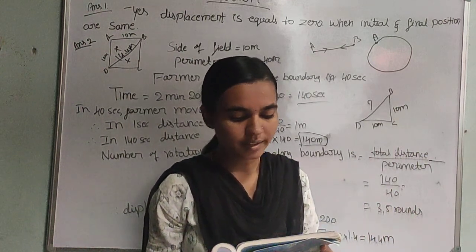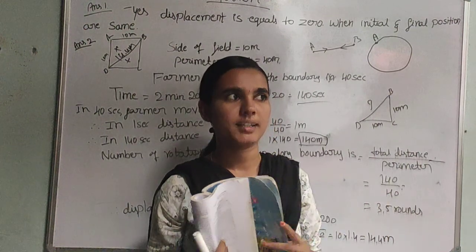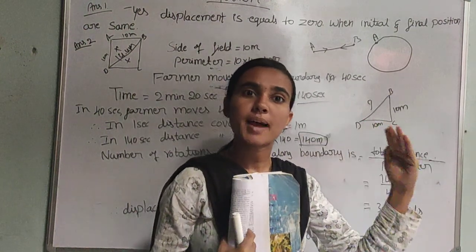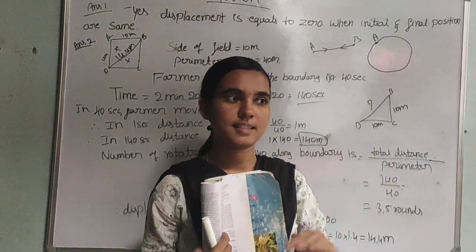Its magnitude is greater than the distance traveled by the object. That means the displacement is maximum or it is more than the distance.